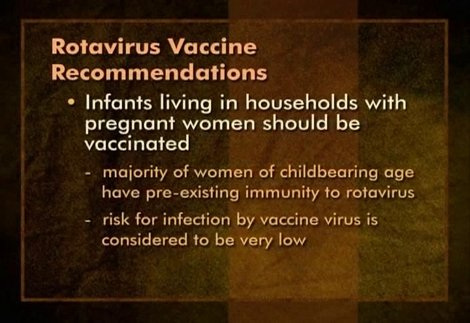member. Infants living in households with pregnant women should be vaccinated according to the same schedule as infants in households without pregnant women. Because the majority of women of childbearing age have pre-existing immunity to rotavirus, the risk for infection by the attenuated vaccine virus is considered to be very low. Although transmission of vaccine virus has not been documented, it is prudent for all members of the household to employ measures such as good hand washing after contact with the feces of the vaccinated infant, such as after changing a diaper.